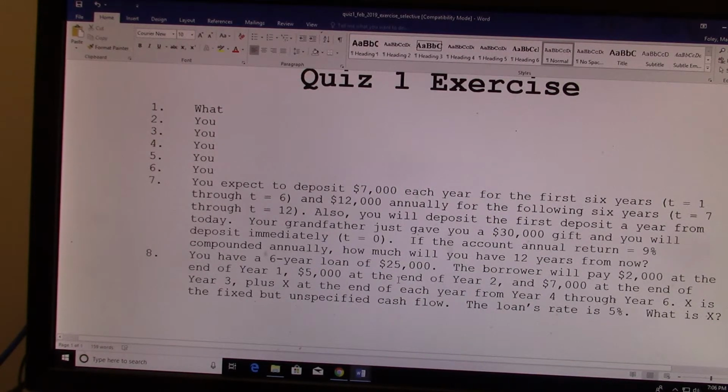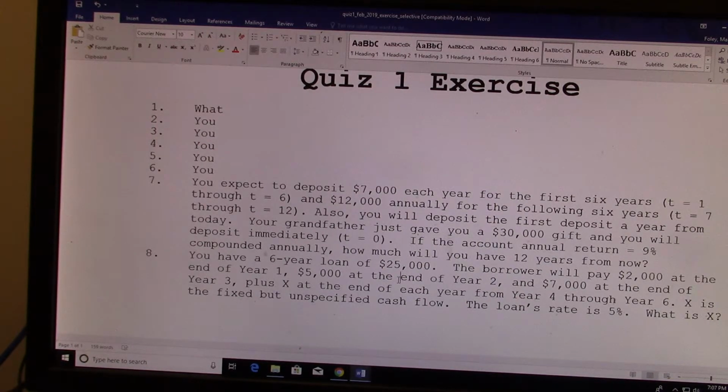Question number 8. This is complicated. You have a 6-year loan of $25,000. The borrower will pay $2,000 at the end of year 1, $5,000 at the end of year 2, and $7,000 at the end of year 3, plus X at the end of each year from year 4 through year 6. X is the fixed but unspecified cash flow. The loan rate is 5%.